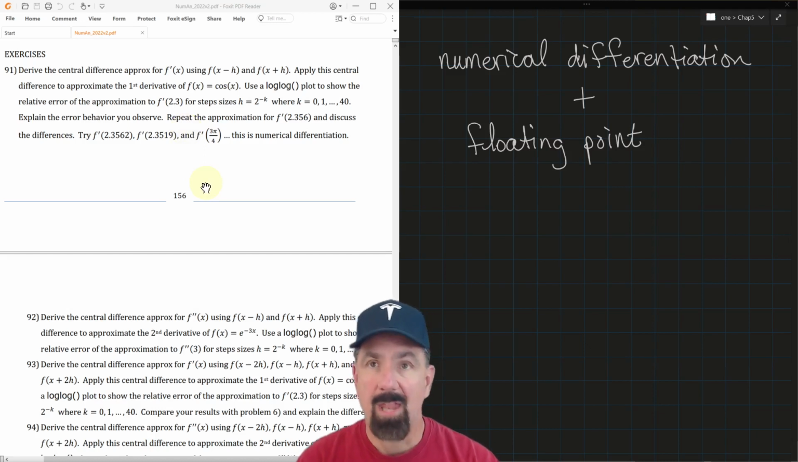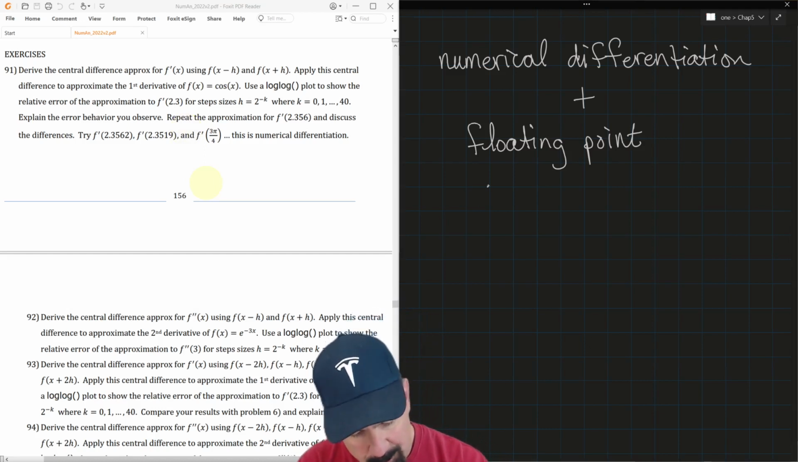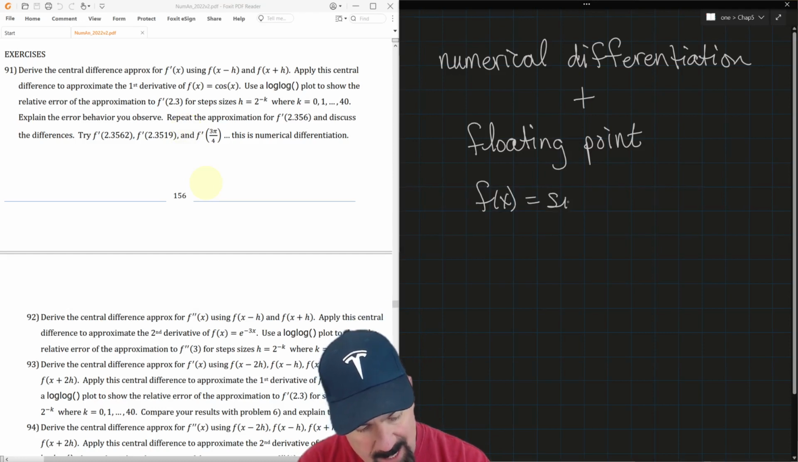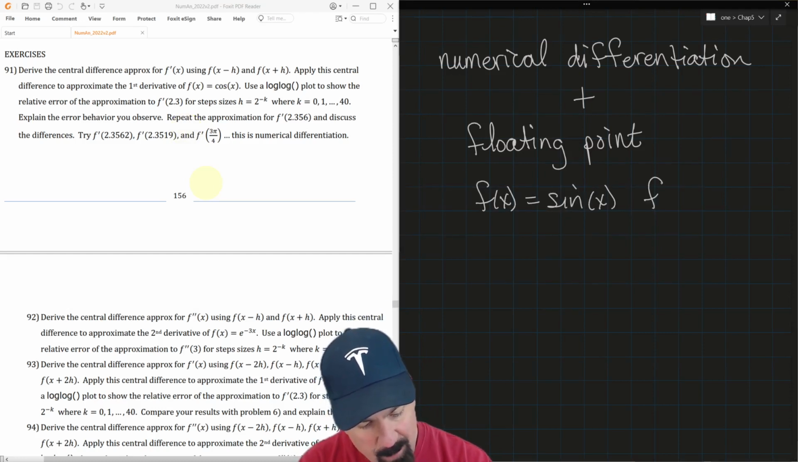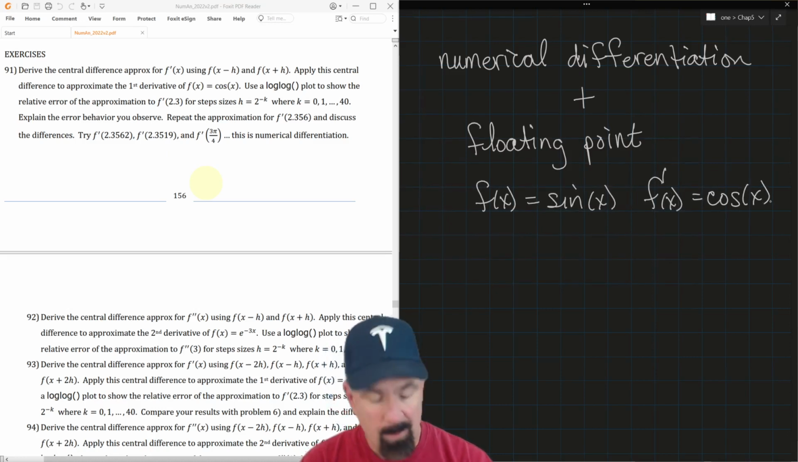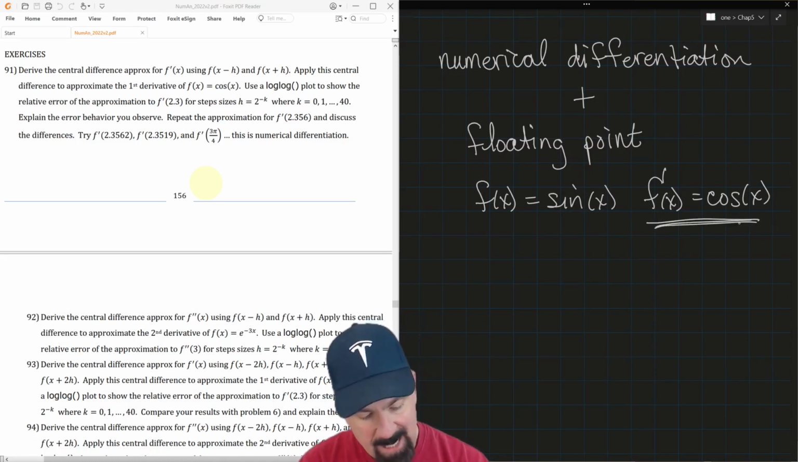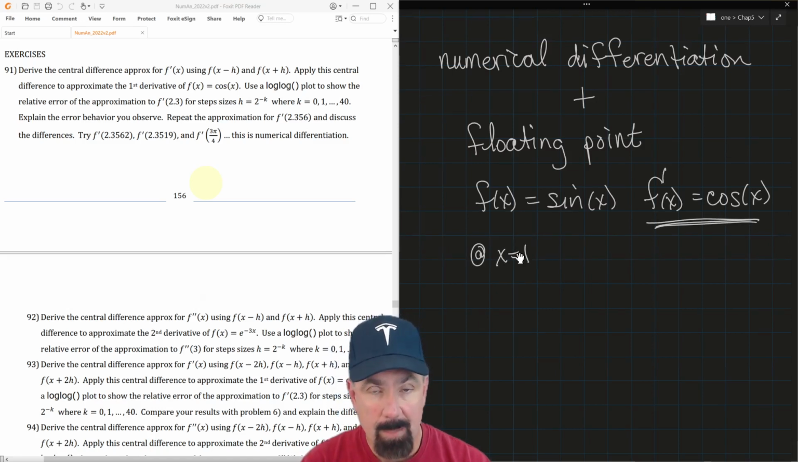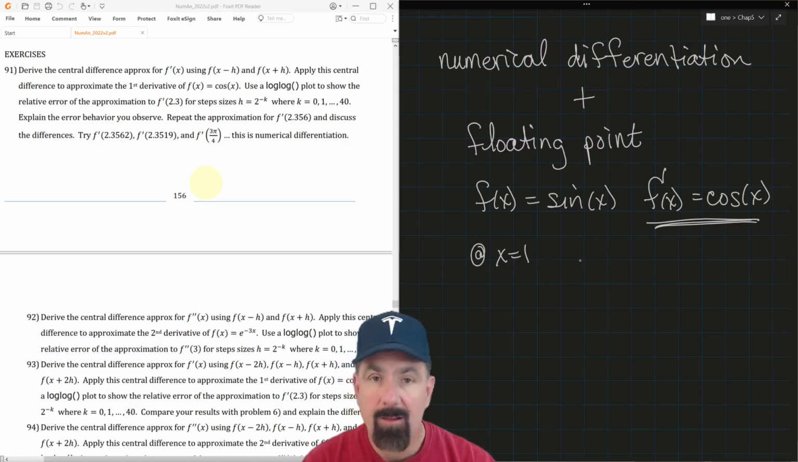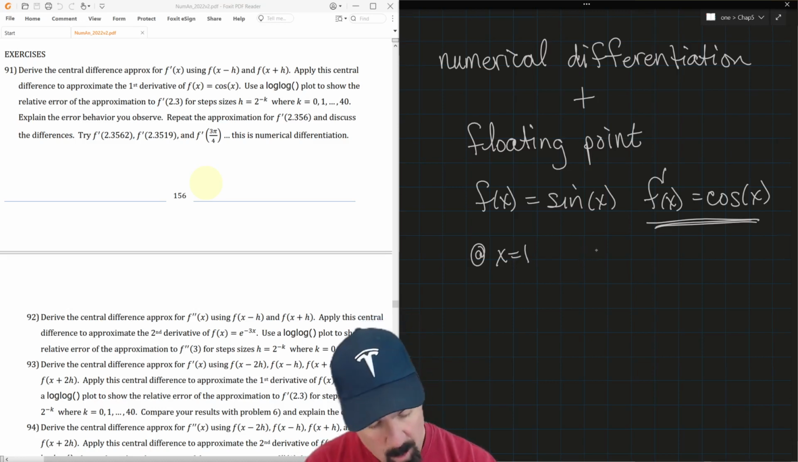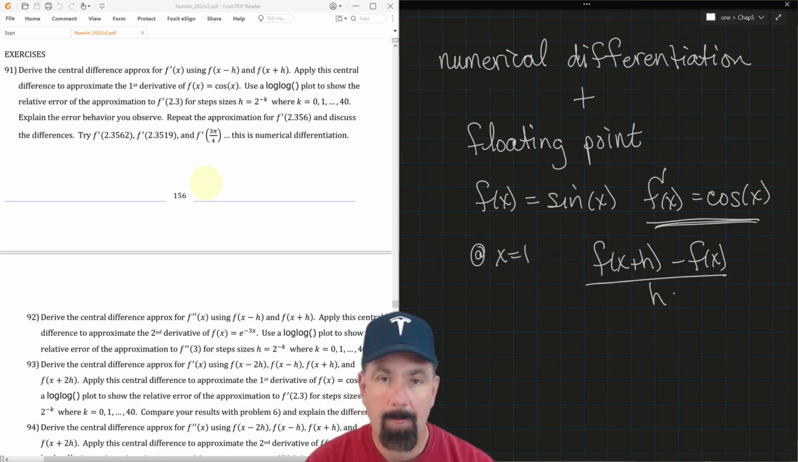So let me give you an example that I've done. I've looked at the following function. So I've let f of x be equal to sine x. And then, of course, f prime of x is just cosine of x. And I'm comparing the actual cosine of x value at x equals 1. So I've picked a specific representation, x equals 1, against the first order approximation, which is the forward difference, f at x plus h minus f of x divided by h.